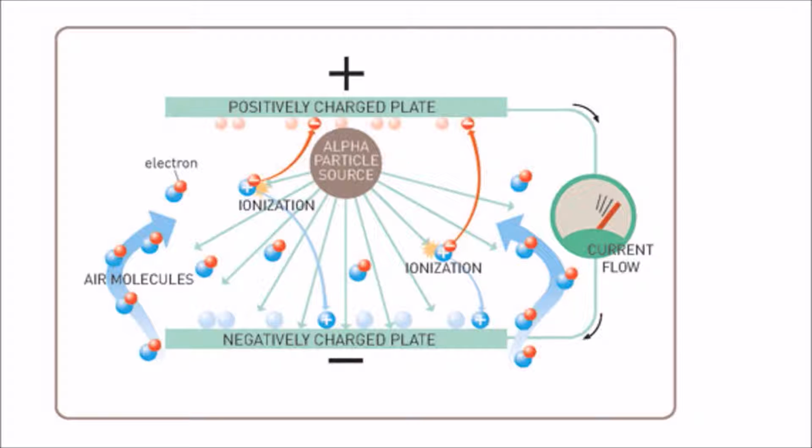And the effect this has is to keep the current flowing and flowing and flowing. Now, let's say you get smoke in between these two charged plates. What's going to happen? Well, smoke is enough to block the alpha particles. It doesn't take very much.